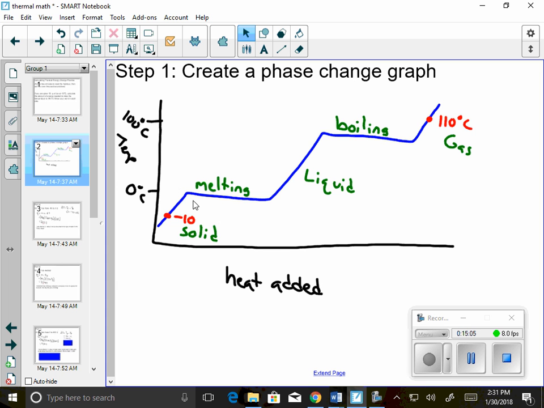However, on a plateau, the flat horizontal part of the graph, temperature doesn't change because energy being added is making the state of matter change. So there I use Q equals M times H.